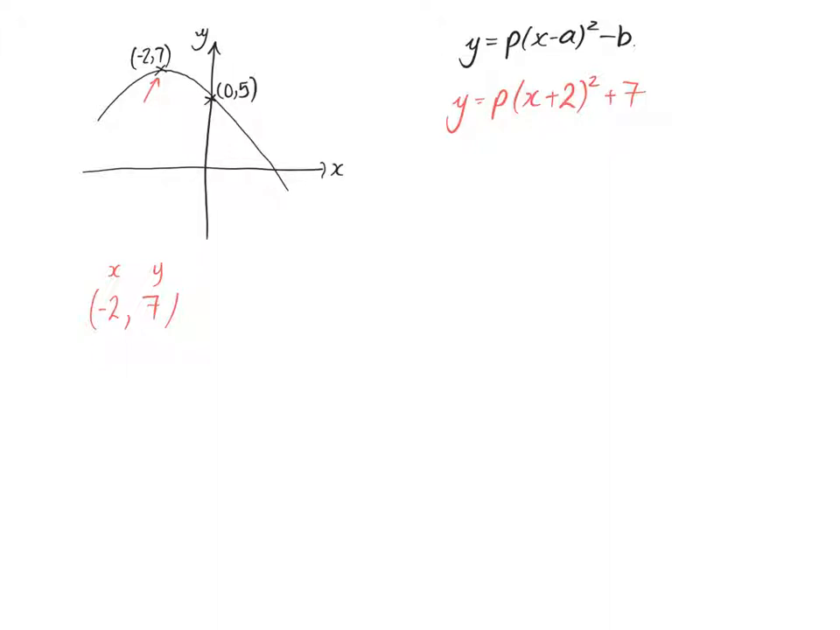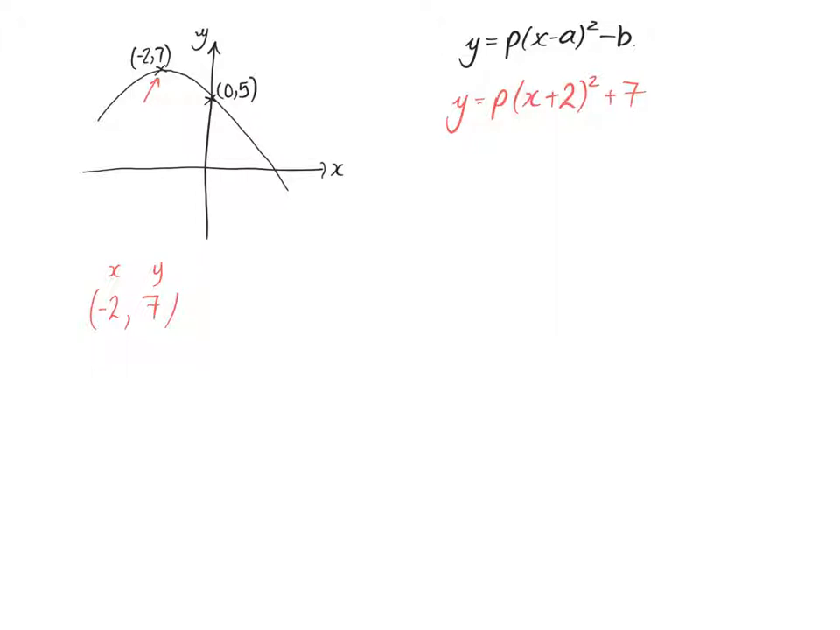And then we've been given our other point, which is (0, 5), and that's what helps us to find what this p-value is going to be. Because we can substitute that into this equation we've got so far, and that'll give us one variable. So if we substitute in our value for x and the value for y, we only have one unknown in our equation, and we can find out what that unknown is going to be.